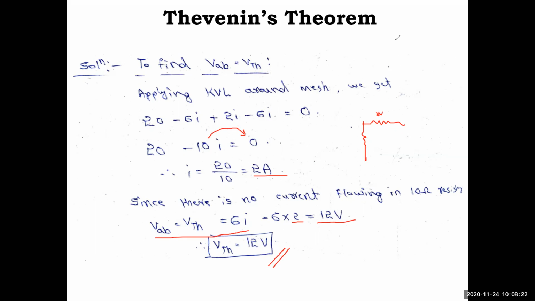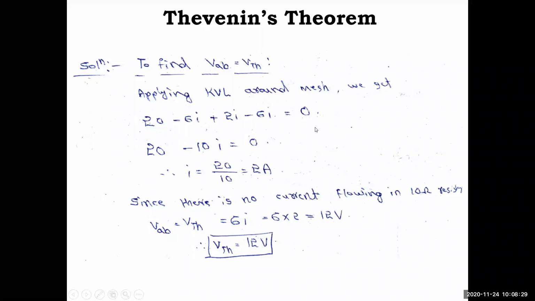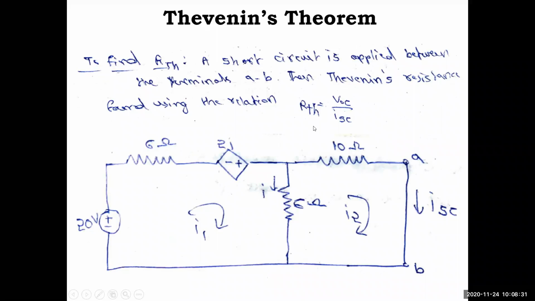Now we have to find the RTH here using our new method. This is nothing new, just the steps are new. Finding the values is the same as what you have done earlier. A short circuit is applied between the terminals AB. Then Thevenin's resistance is found using the relation VOC by ISC. VOC we have already found, which is nothing but VTH.